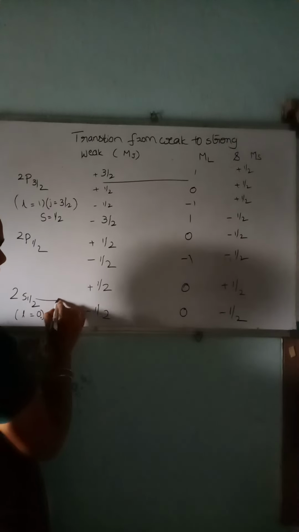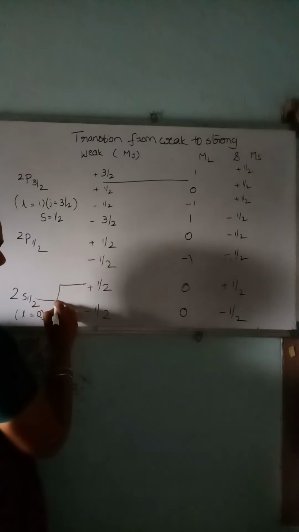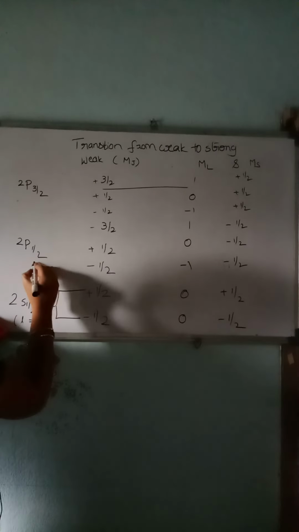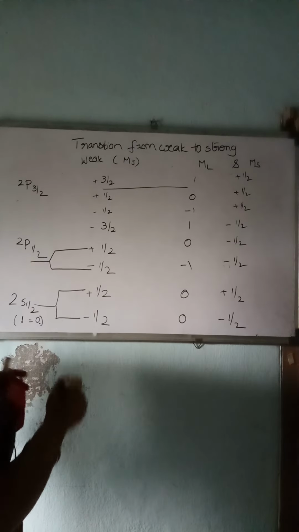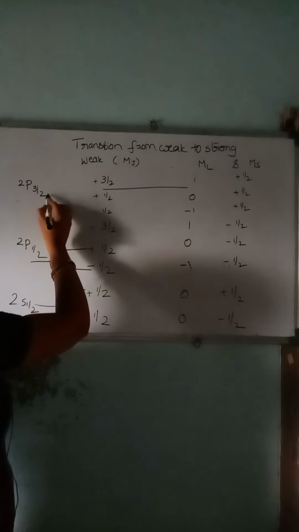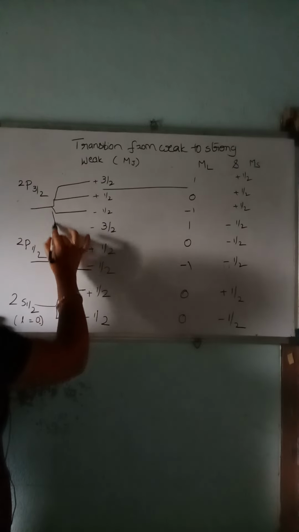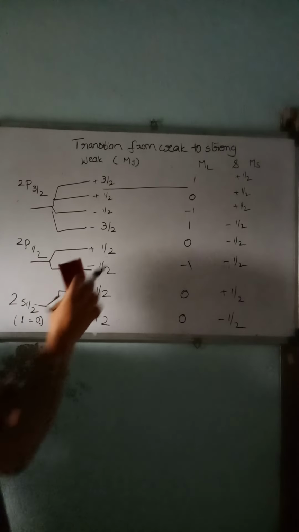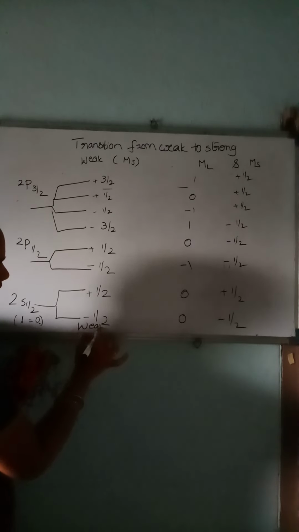Simply, 2s1/2 state is split up into two energy levels, that is plus 1/2, minus 1/2, and 2p1/2 state is split up into two energy states, that is plus 1/2, minus 1/2. Next, 2p3/2 state is split up into 4 states: 3/2, 1/2, minus 1/2, minus 3/2. This is in the presence of weak magnetic field.